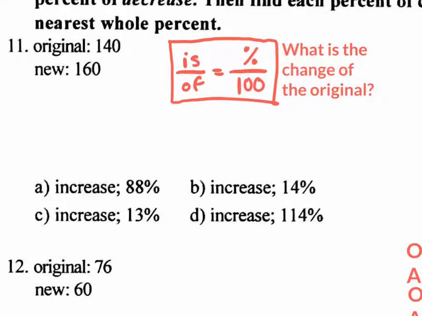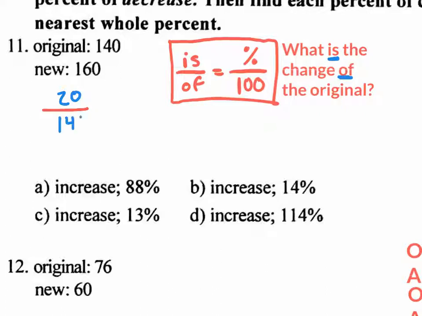And here's the magic question. What is the change of the original? 20. If you ask yourself this question and know this, you should be able to set it up and get the right answer, okay? Because you guys just said that 20 is the change, from 140 to 160, 20 is the change of the original. So when I say what is the change, we're saying 20, so put 20 in place of the is, and the of is of the original, right? Of the original.